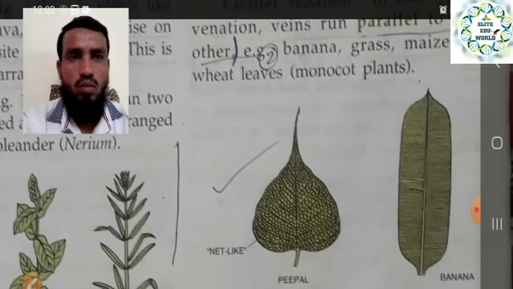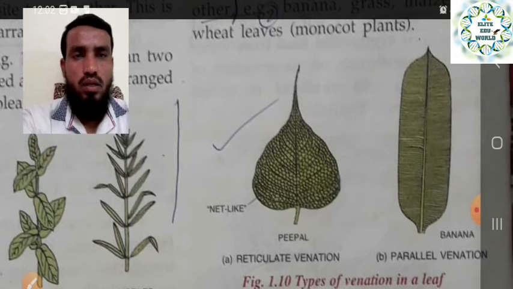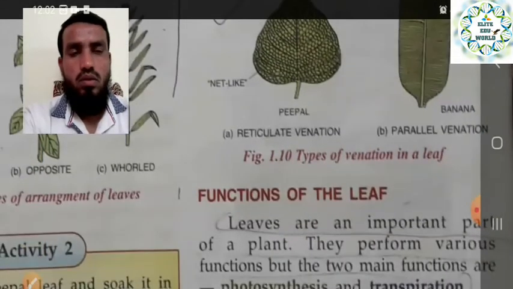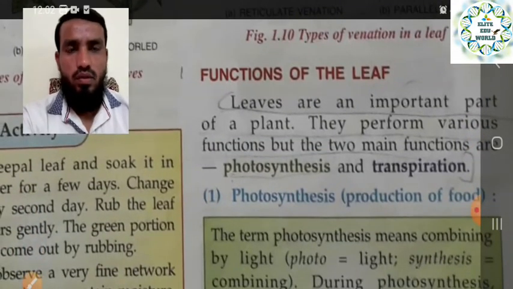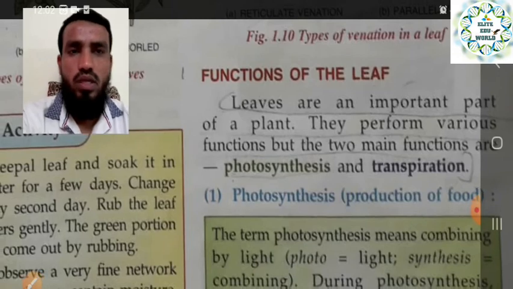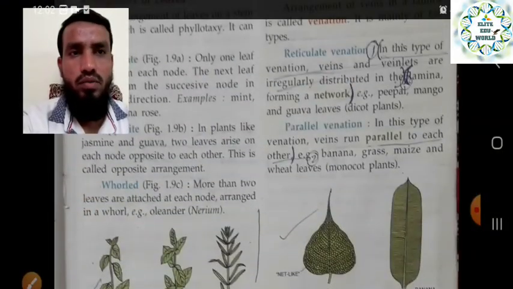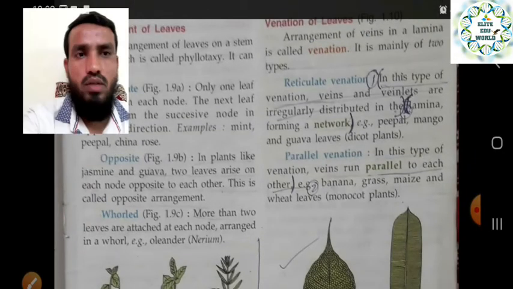So all the monocot plants have parallel venation. So on the basis of the arrangement of the veins, we can also divide the plants, or understand them properly. Then, the function of the leaf. Up to here we have seen, on the basis of the arrangement and the venation of the leaf, different kinds of plants.